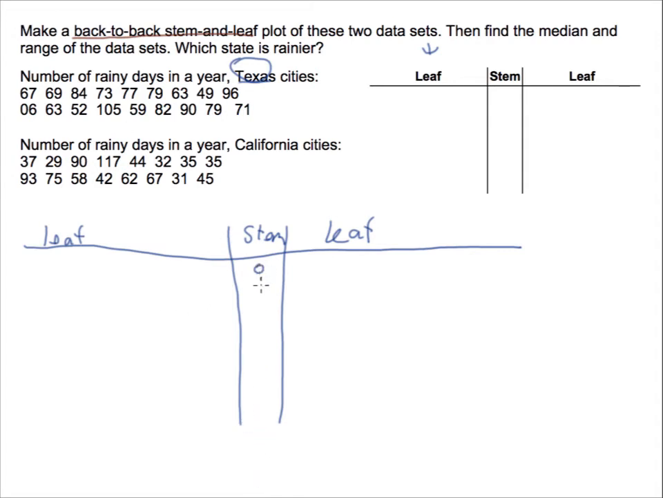Oops, I didn't quite get enough, so let's try this again. I have to go down to 11. So now I'm just going to go through my Texas days and put them in order. Notice that I start counting out from the stem and toward the tail of the leaves.